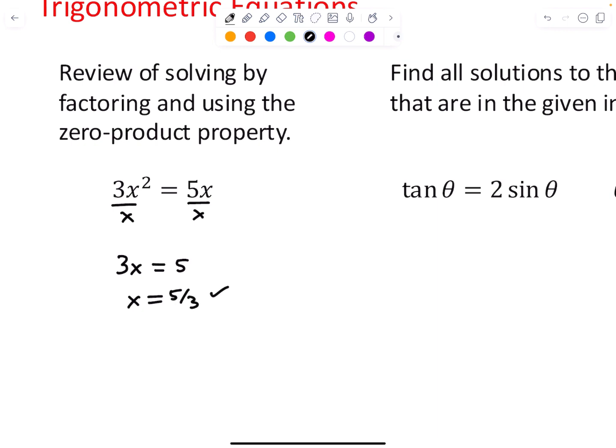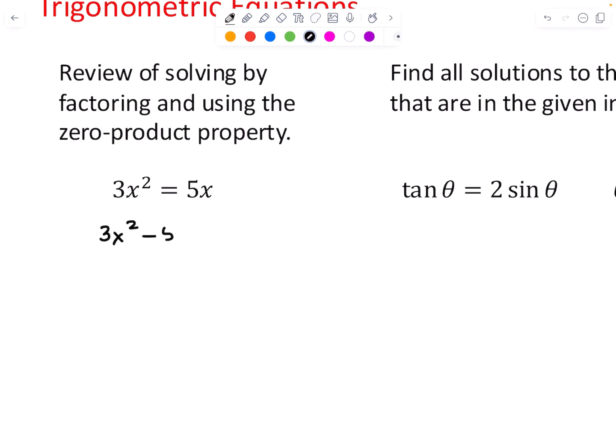This is a solution. However, you've lost a potential solution by dividing by x, because when you divide by x, we're assuming that x is non-zero. Otherwise, you can't divide by it, which begs the question, is 0 itself a solution to this equation? And the answer is yes. Plug in 0 for x, and you get a true statement, 0 equals 0. So the best way to solve this is to avoid dividing by variables to cancel them.